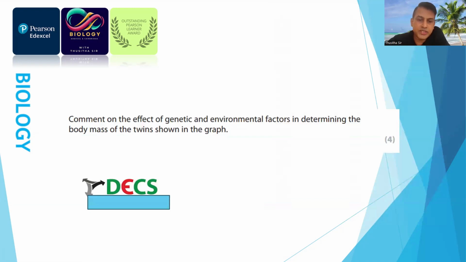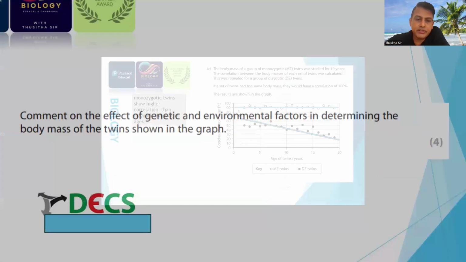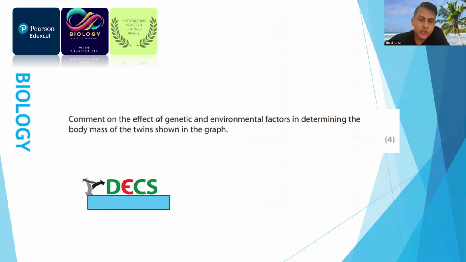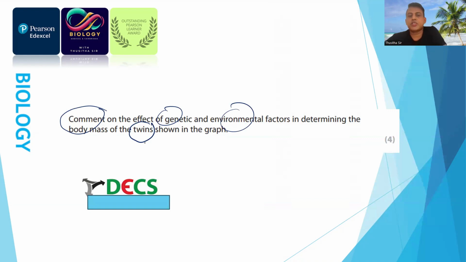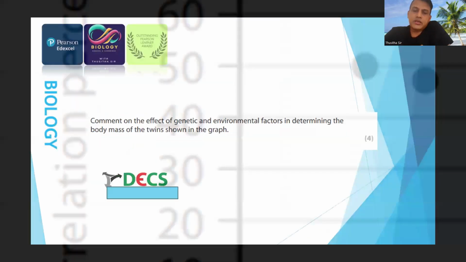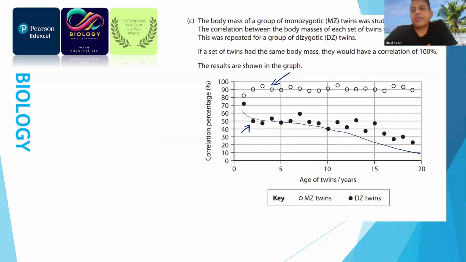Comment on the effect of genetic and environmental factors in determining the body mass of the twins shown in the graph. Right here, they actually show the twins question, and it is worth 4 marks. You have to comment on the genetic and environmental factors determining the body mass of the twins shown in the graph. Now, which one do you focus on more, monozygotic twins or dizygotic twins? Right now, you have to decide what is the most important thing about this study.